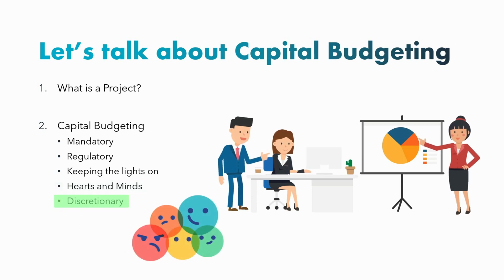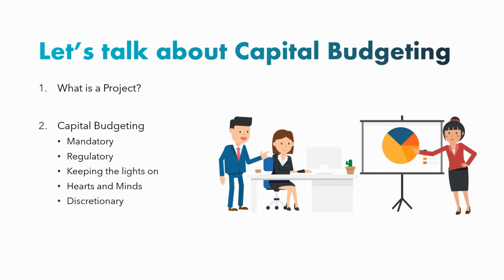And then finally, right at the bottom of the heap, the lowest priority is discretionary. These are your optional projects to create, transform or change something to add value to the organisation, like creating additional business opportunities, for example. Now, discretionary sounds great.